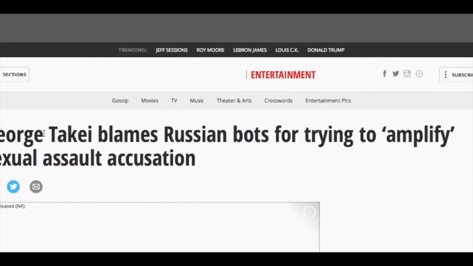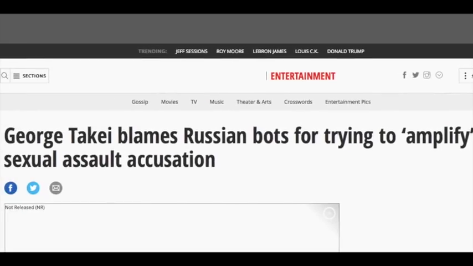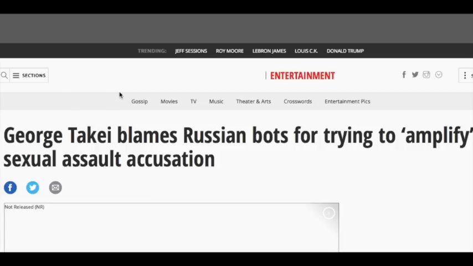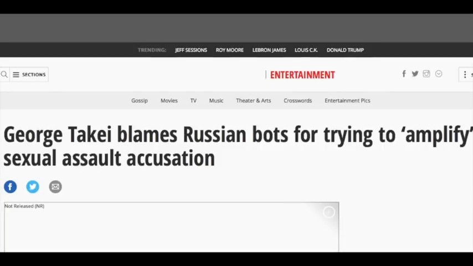And then here, Sulu himself tries to get in on the action. It's the Russian bots. Russian bots. Russian bots are after me. Pokemon Go.